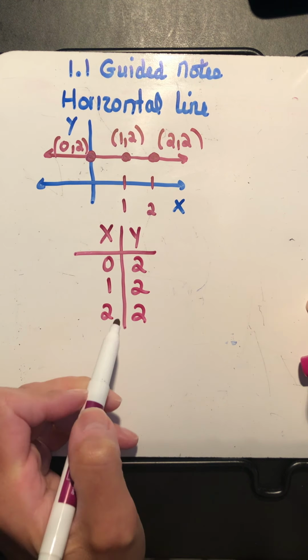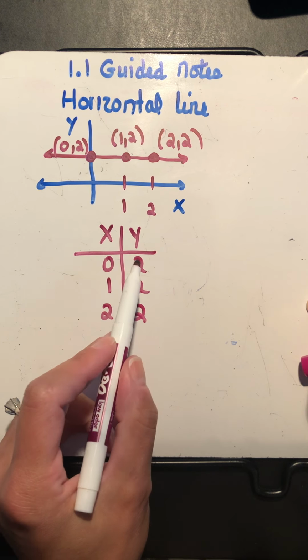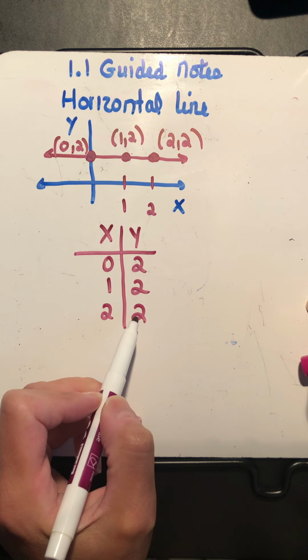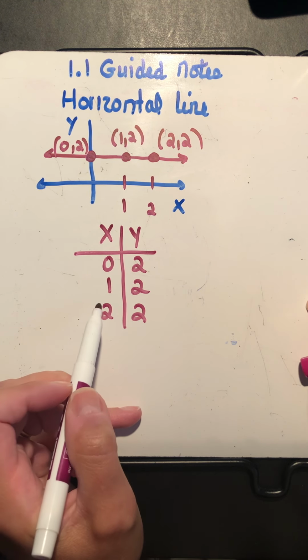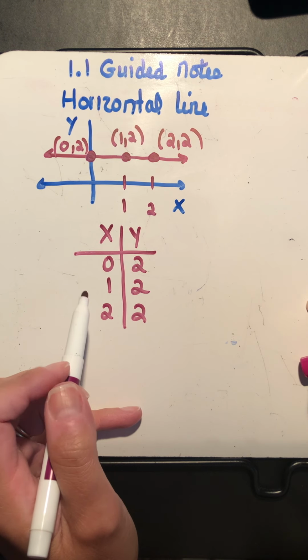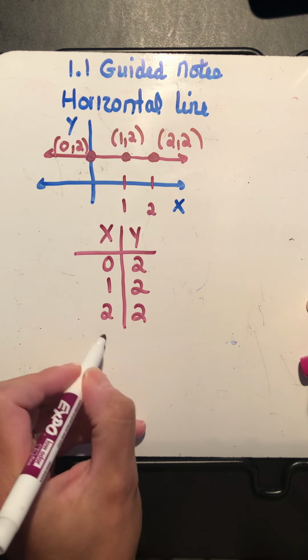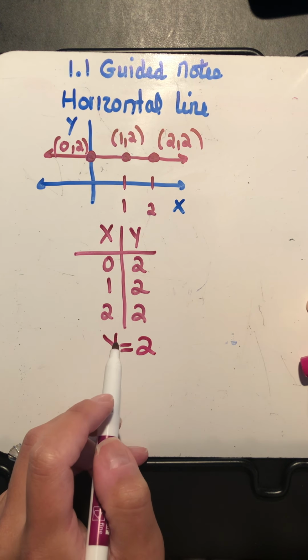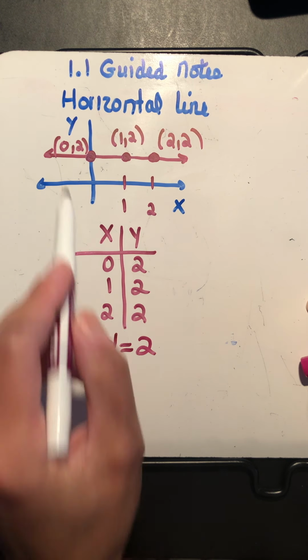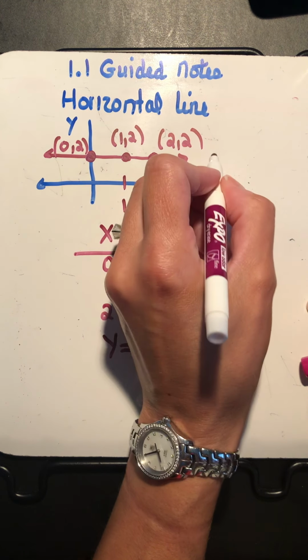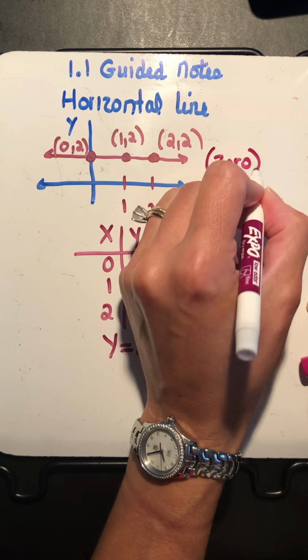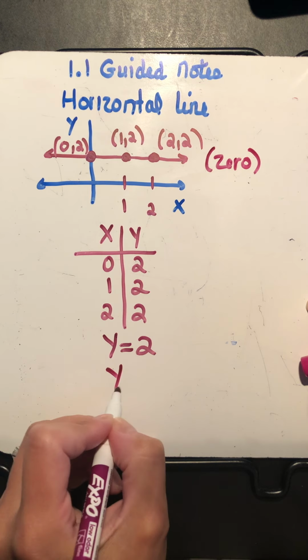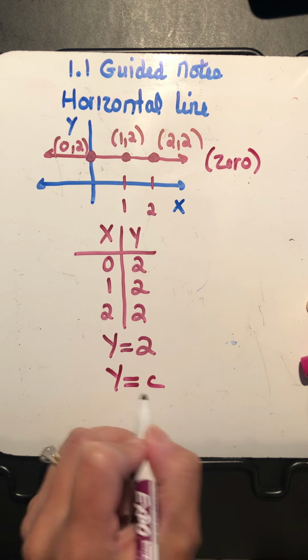The pattern I would notice would be that y is always equal to 2 regardless of x. So how do I say in math that y is always equal to 2? I literally do this, y equals 2. And that is the equation of a horizontal line. So in general, anytime you have a horizontal line, which by the way has 0 slope, right? It's going to be y equaling some constant number.